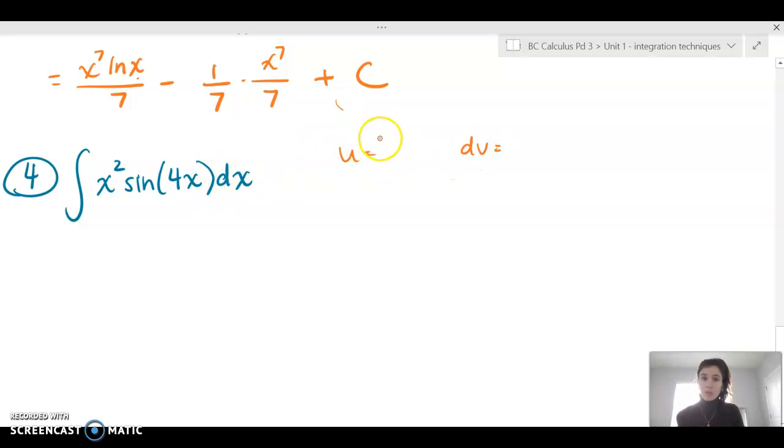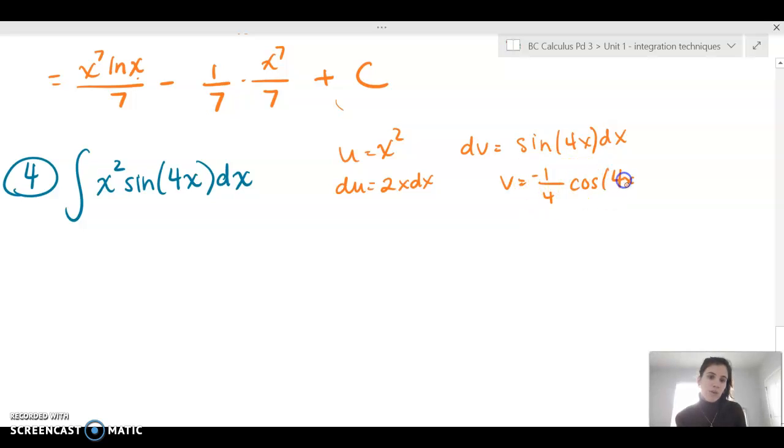Now remember, for u, we want to think what gives us a simpler answer. So if I picked u to be sine 4x, for example, the derivative of sine 4x would be 4 cosine 4x. Is that any simpler than sine of 4x? No, it's not. So I'm going to instead let my u be x squared, and that means du would be 2x dx, and my dv is what is left, sine 4x dx. The antiderivative of sine 4x dx is 1/4, actually negative 1/4, cosine of 4x.